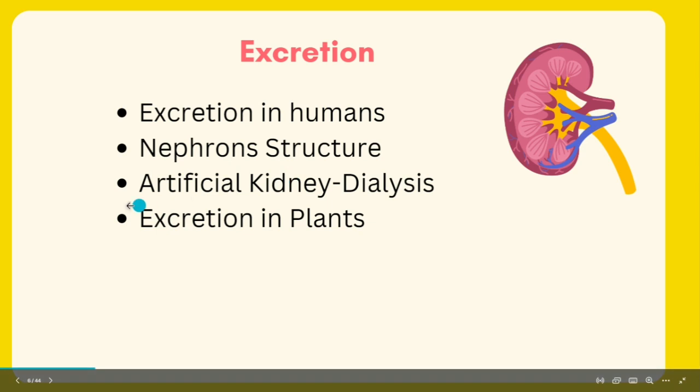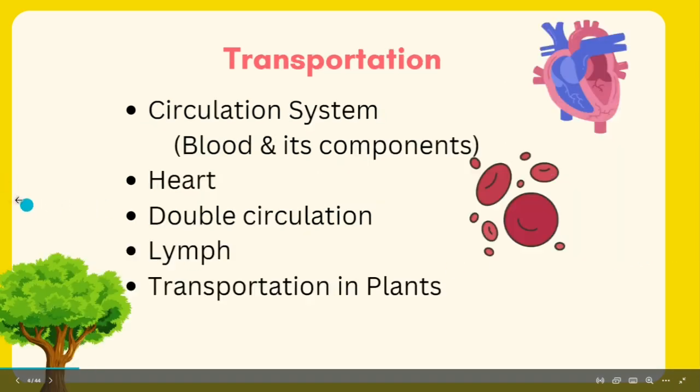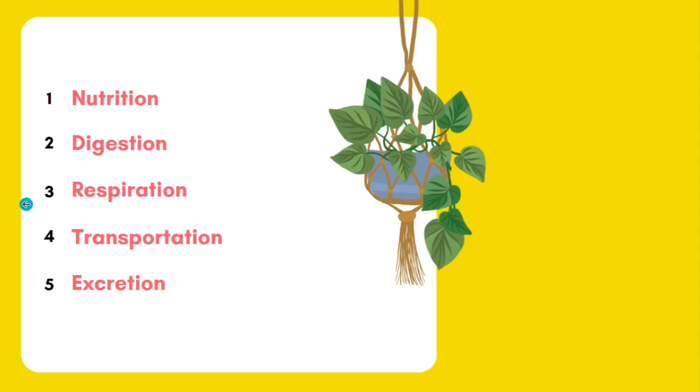Okay, so these are the things that we will be covering in this chapter. Mainly we are covering these five topics: nutrition, digestion, respiration, transportation and excretion, in the topic of life process. Okay, that was the introductory class.